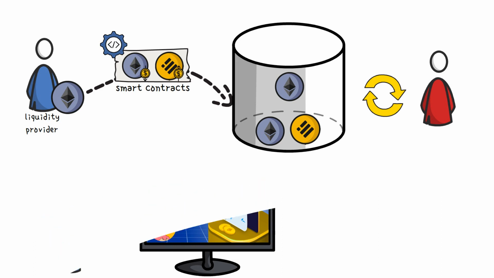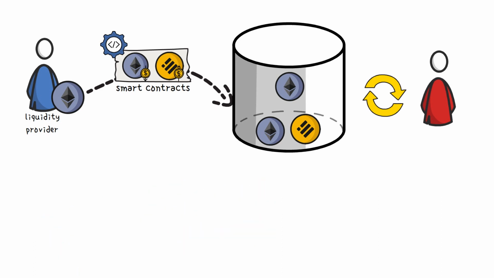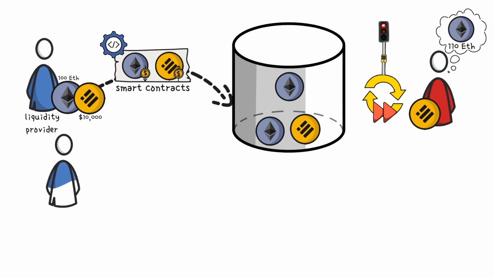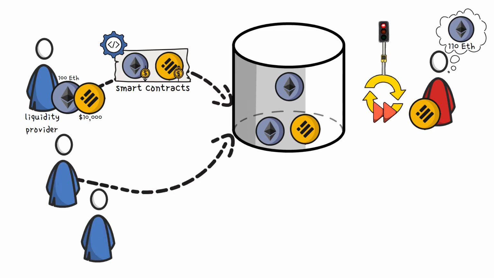Let's illustrate this process of providing liquidity with an example. Imagine you deposit 100 Ether and $10,000 worth of stablecoins into a liquidity pool. Now, traders can effortlessly swap their tokens with yours, making transactions seamless and efficient. If someone wanted to exchange their cryptos for, let's say, 110 Ether, and you were the only liquidity provider to the pool, the operation could not be completed. Therefore, the more liquidity providers there are, the more smooth and efficient the overall trading process becomes.